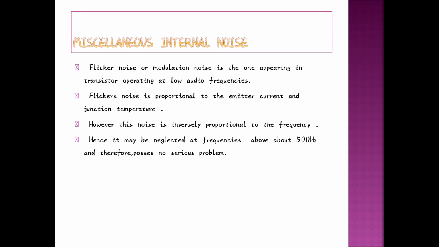Next one, miscellaneous internal noise. The miscellaneous internal noise, the flicker noise or modulation noise, is the one appearing in transistors operating at low audio frequencies. The flicker noise is proportional to the emitter current and the junction temperature. However, this noise is inversely proportional to the frequency. This is an important point. And next, it is neglected at frequencies above 500 Hz and therefore poses no serious problem.